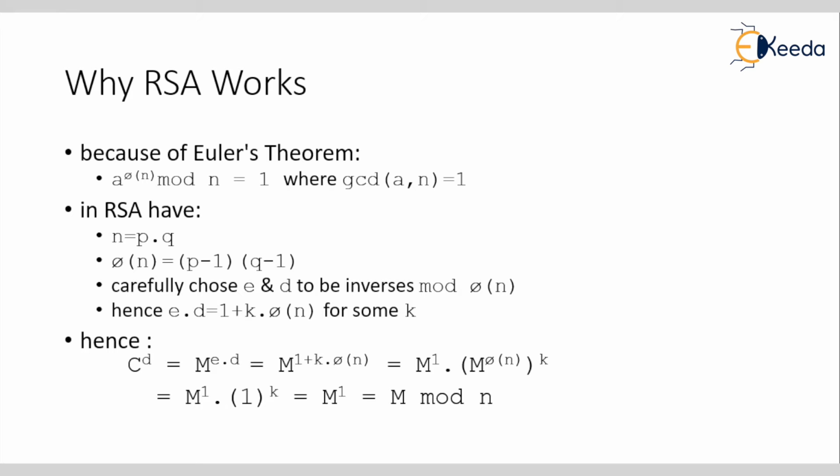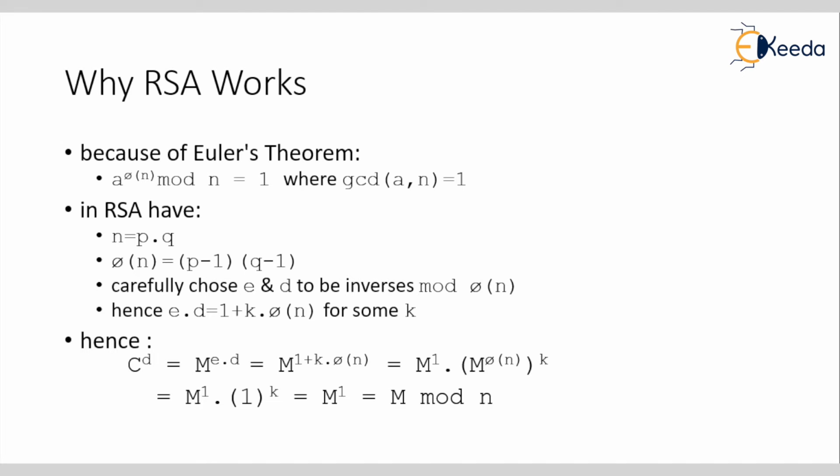Why does RSA work to increase the security? Because of Euler's theorem. You must have learned Euler's theorem in your first year or second year mathematics. It says that if the GCD of a and n is 1, then a to the power of phi of n mod n is 1. And in RSA we have n, which is the product of p and q, and phi of n, which is the product of p minus 1 and q minus 1.